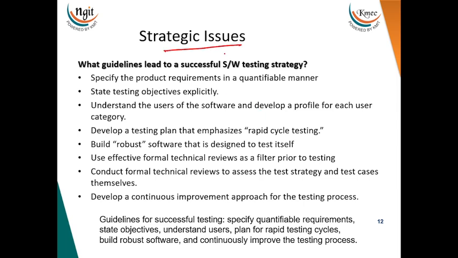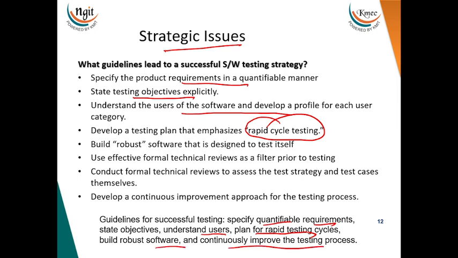Strategic issues. Now, what are the strategic issues for doing testing successfully? Specify product requirements in a quantifiable manner, state testing objectives explicitly, understand the user of the software, develop a rapid cycle testing plan, build robust software that is designed to test itself, and use effective techniques. Guidelines for successful testing: specify and quantify requirements, state objectives, understand the user, plan rapid testing, build robust software, and continuous evaluation.